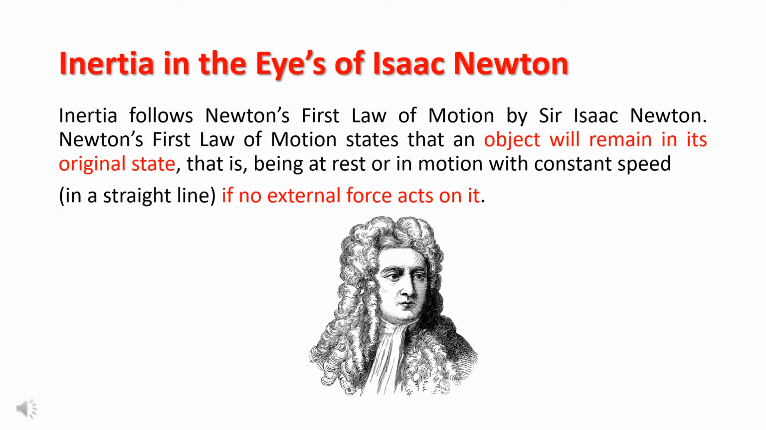Remember the person who first discovered gravitational force under the apple tree? He is Sir Isaac Newton. Inertia follows Newton's first law of motion by Sir Isaac Newton. Newton's first law of motion states that an object will remain in its original state, that is, being at rest or in motion, with constant speed, in a straight line, if no external force acts on it.